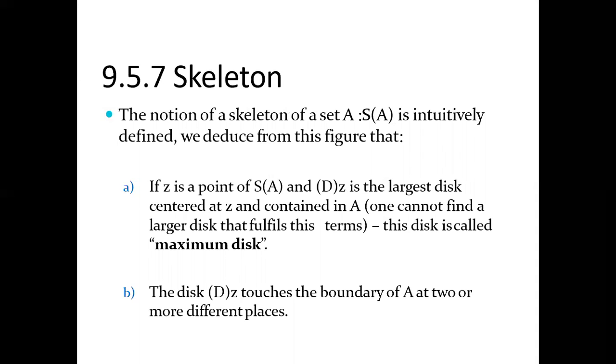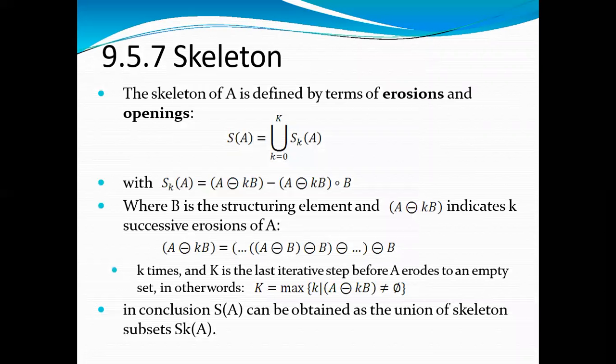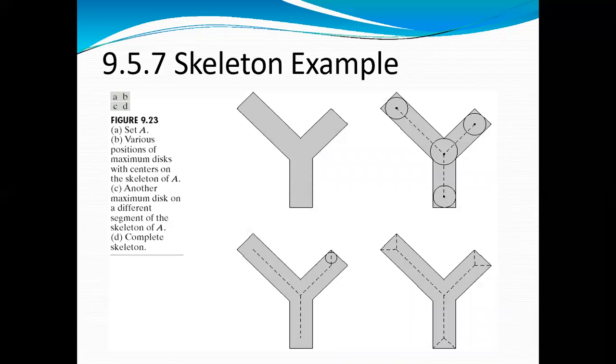The notion of a skeleton of a set A is initially defined. We deduce from this figure that if Z is a point of S(A) and D(Z) is the largest disk centered at Z and contained in A, the disk D touches the boundary of A at two or more different places. The skeleton of A is defined in terms of erosion and opening. These are the concepts. Skeleton examples.